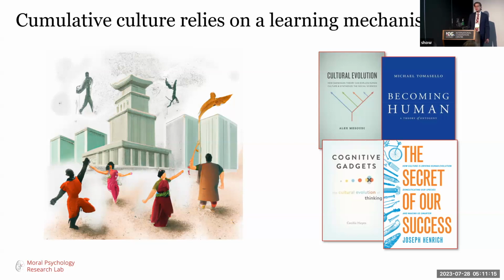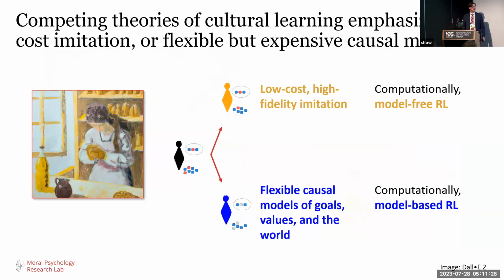But for cumulative culture to get off the ground, as Ben illustrated, people belonging to a culture need to be able to learn and transmit knowledge effectively. The cognitive mechanism is critical, and a lot of different theorists have studied it recently. There are competing theories, and they emphasize different aspects of the cognitive mechanism underlying cultural learning.